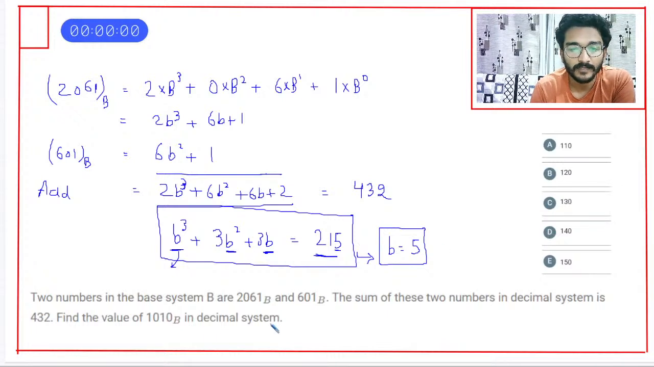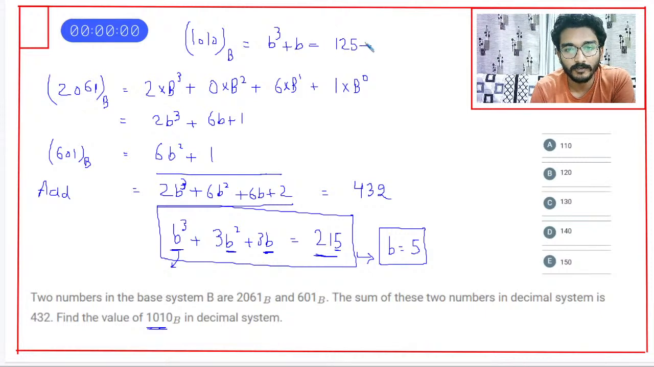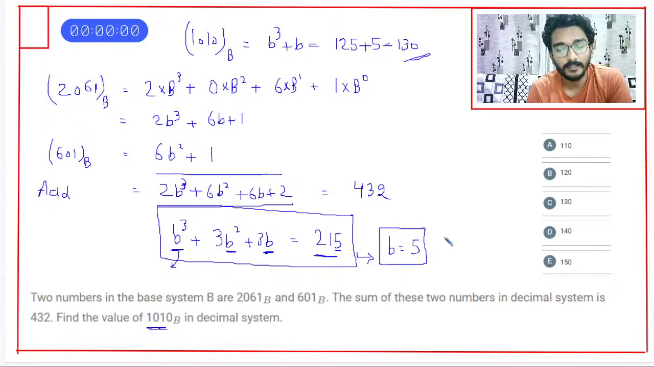B equal to 5. We have to find 10101 in base B. So this would be equal to B cube plus B. When I plug B equal to 5 here, it is 125 plus 5, 130. Totally a guesswork, and do not skip such types of equations. Do a guesswork in the main exam also. Do not leave it. Okay. So sometimes jugaad. See, this is totally a jugaad.